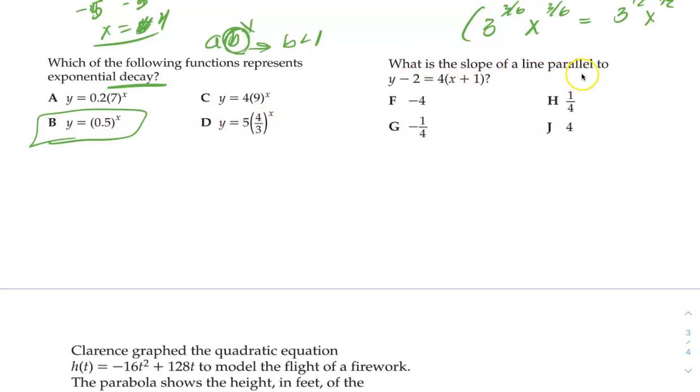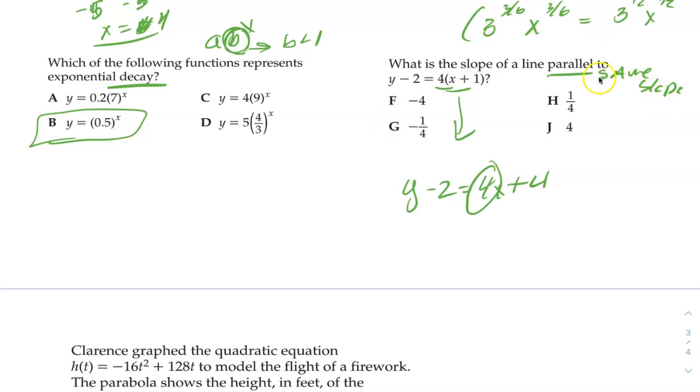What is the slope of the line parallel to this? Well, remember, parallel means same slope. So I have to find the slope of this line first. Distribute that a little bit. I already know the slope, but for everybody else, I can move the 2 over, but it doesn't really matter. The slope is 4. So anything that has a slope of 4, I guess that'll just be 4.